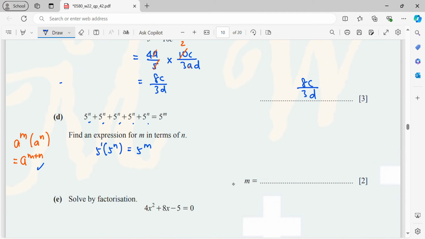Therefore, applying this formula, you get 5 to the power of 1 plus n equals to 5 to the power of m. And now get the expression for m in terms of n. Since you have the same base, we just compare the index. That means m equals to 1 plus n.